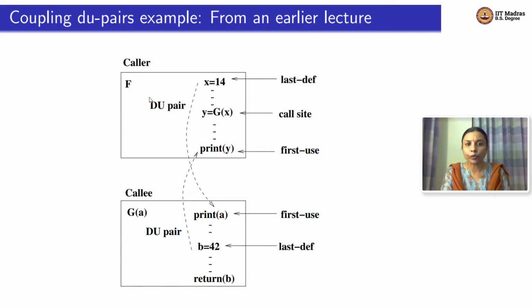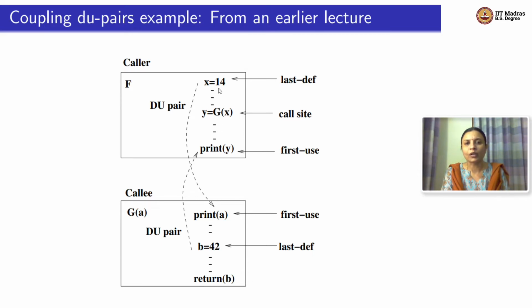So here we have two procedures, F and G. F is the caller, G is the callee. F has some code, and we don't really worry about the full code, but focus on the call interfaces. Let's say at some point, the procedure F is calling the procedure G at this statement, y is equal to g of x. So that becomes the call site, and x is the variable that is used in the call as a parameter. So look at the last place before this where the variable x was defined.